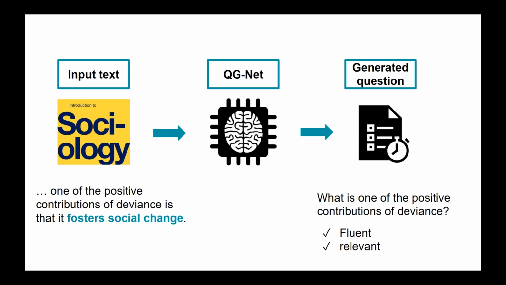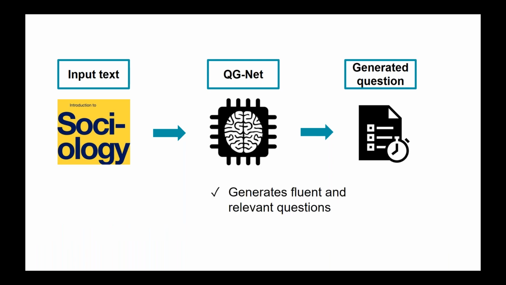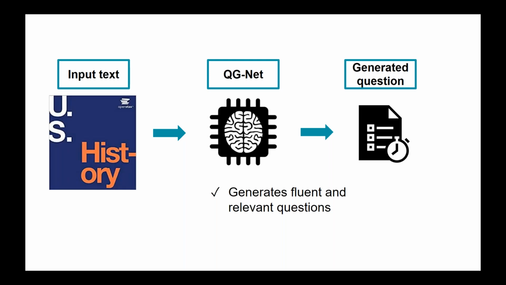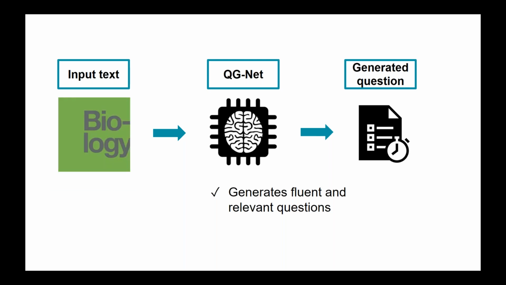Okay. So we designed this thing called the QGNet. It's a very dumb name. It's short for Question Generation Network. Okay. So basically, what it can do is that it generates fluent and relevant questions. And you can do that given text from different input domains. For example, you can generate questions from sociology, from history, and also biology. Those are the 3 textbooks we tested on. And then it adapts to text from the above 3 text domains.